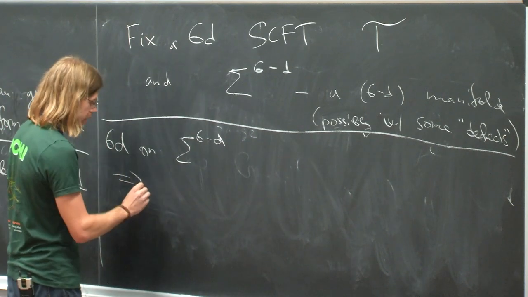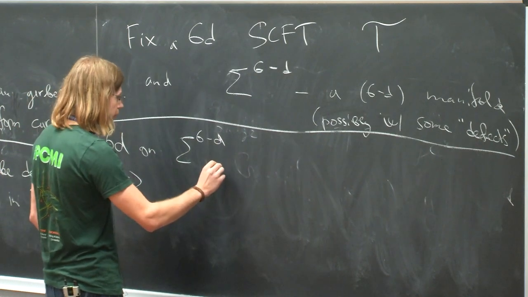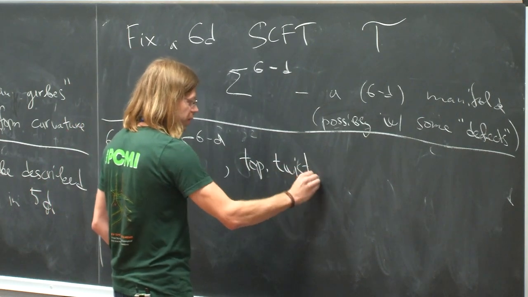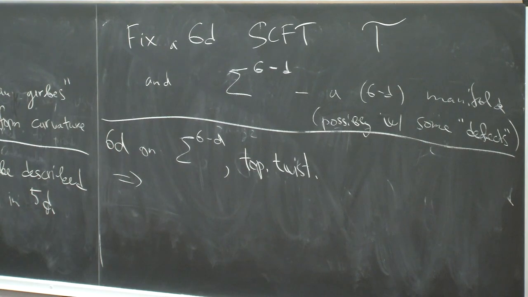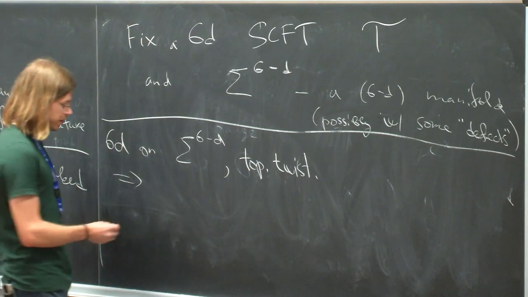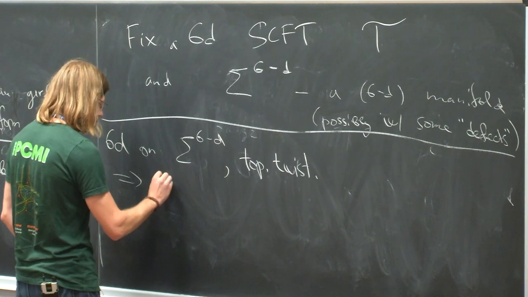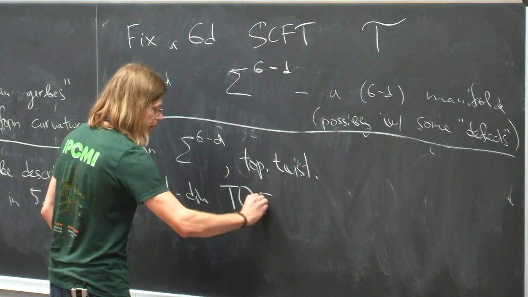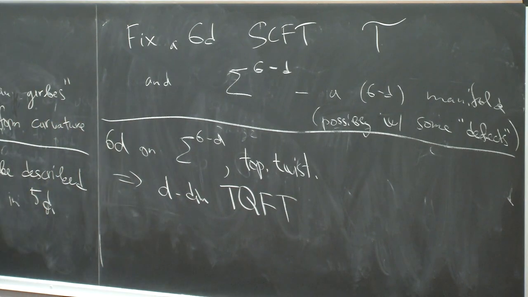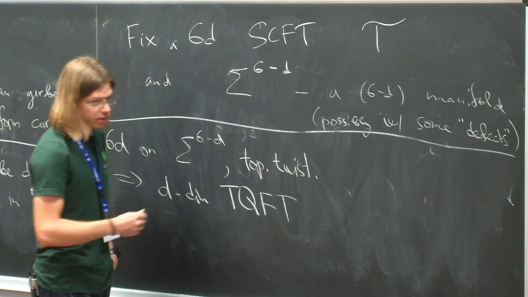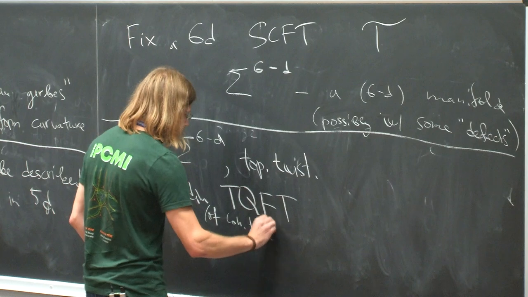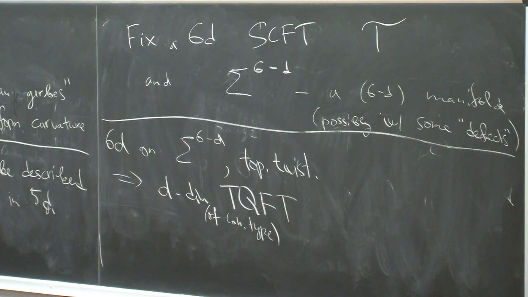and I do what is called a topological twist. This is a general procedure which, starting from a supersymmetric theory, produces a topological quantum field theory. This should produce a d-dimensional topological quantum field theory. Again, this is a TQFT. Here we consider TQFTs of cohomological type.